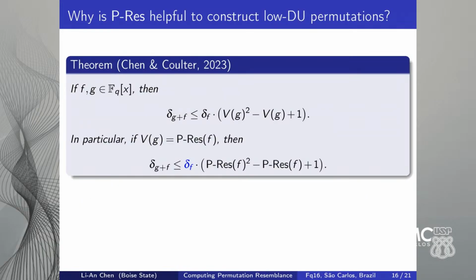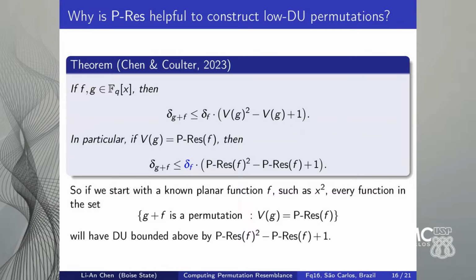The reason why we think PUS is helpful to construction is because of the following theorem. We can show that if I have two functions f and g, then the du of g plus f is upper bounded by an expression involving du of f and some expression about vg. In particular, if I take vg to be as low as possible, like t plus f, then we have this upper bound of delta g plus f.